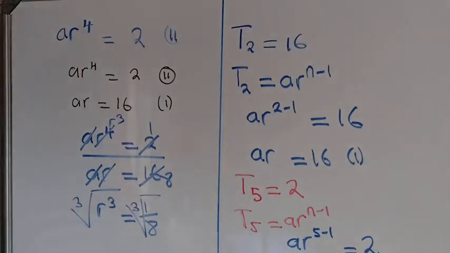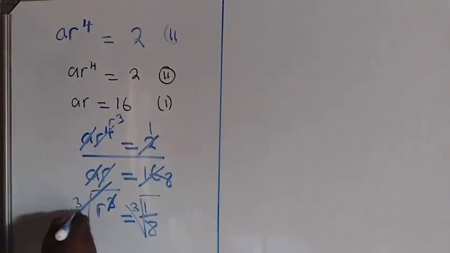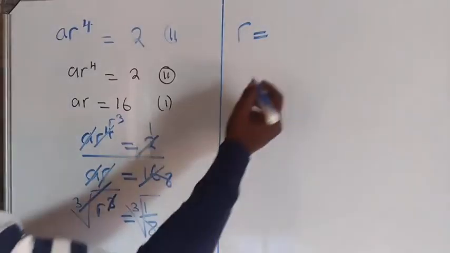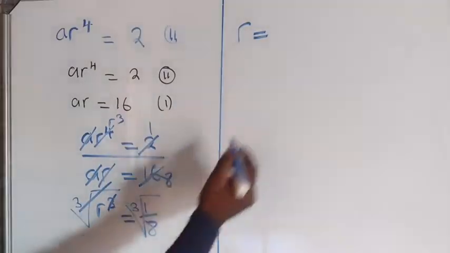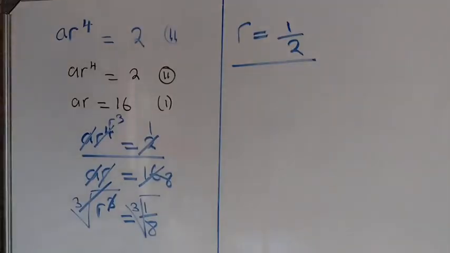So here, our final answer is going to be, we know that this third root and this one will cancel. We have r equal to, so what is the third root of 1 over 8? We are going to have half. So the value of the common ratio is equal to 1 over 2.